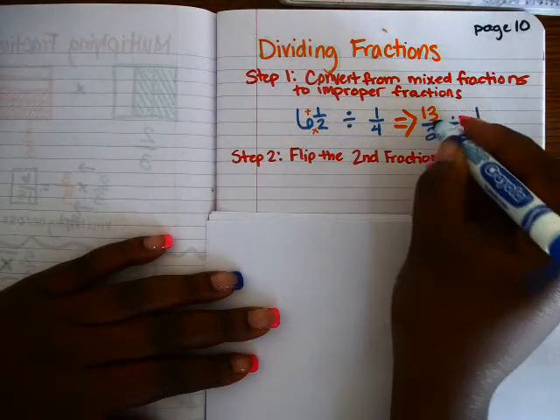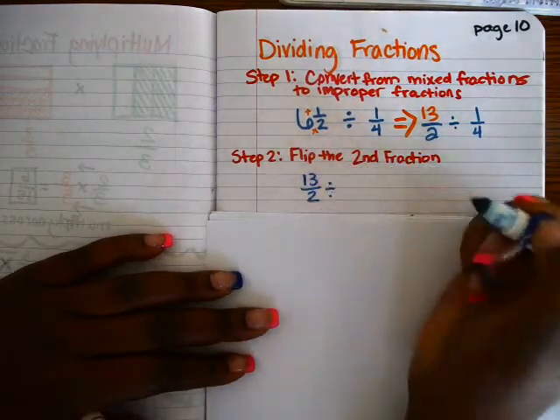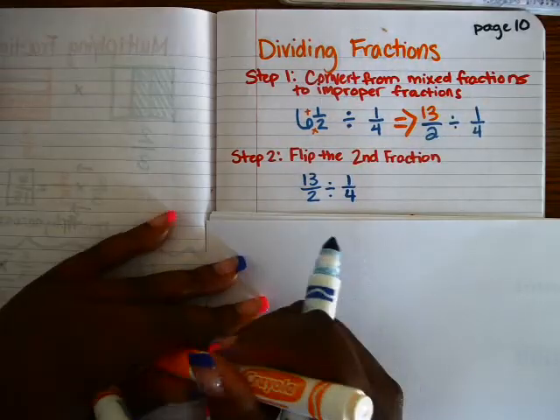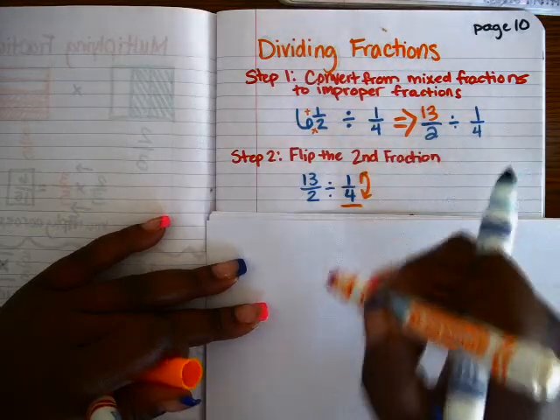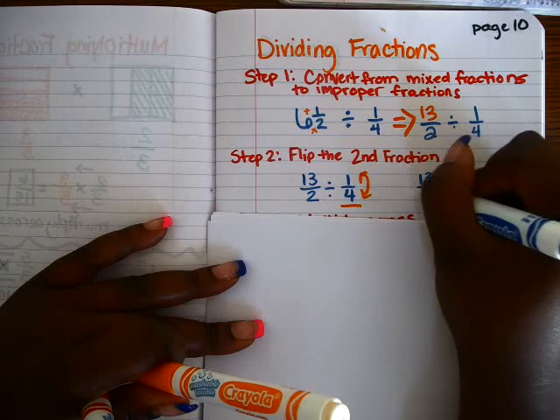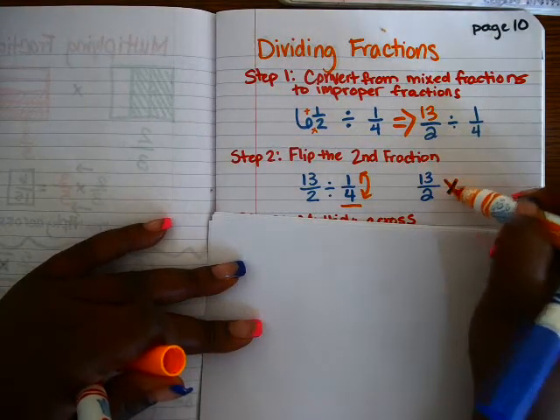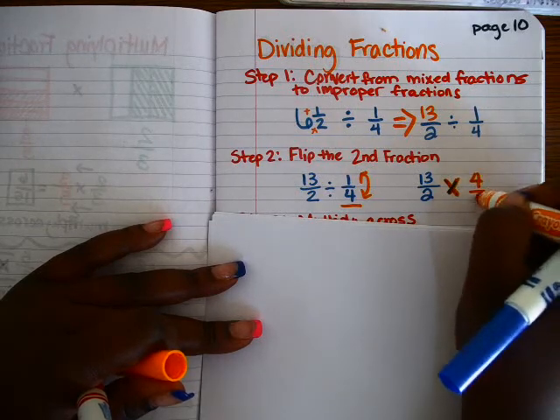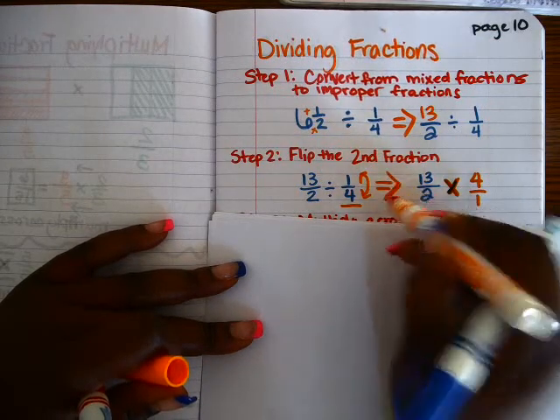So what that looks like is, with our new improper fraction, 13/2 divided by 1/4, we're going to take that second fraction and flip it around. So this is what it looks like: 13/2 multiplied, it's now multiplication when we flip it, by 4/1. So it now changes to multiplication.